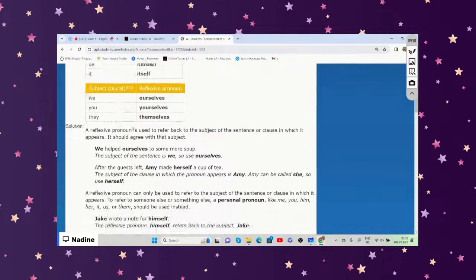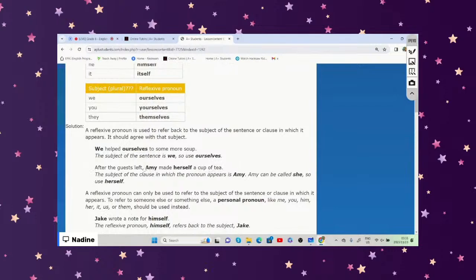An example is: we helped ourselves to some more soup. So ourselves refers back to our subject, which is we, right? The subject is we, so we use the reflexive pronoun ourselves. And after the guests left, Amy made herself a cup of tea, right?